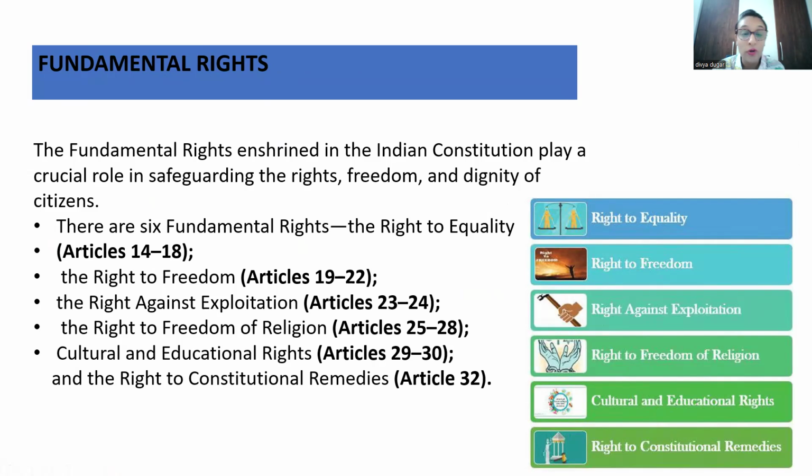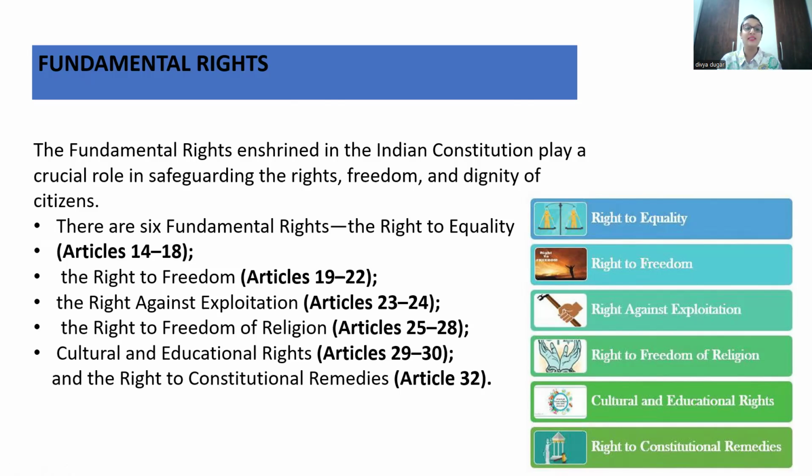Now, students, we are going to discuss in detail a few fundamental rights which our constitution provides us. You might have seen our constitution has so many articles, right? All the rights are mentioned in terms of articles. We have a total of 6 fundamental rights mentioned in our constitution. The first one is right to equality. Articles 14 to 18 are part of right to equality.